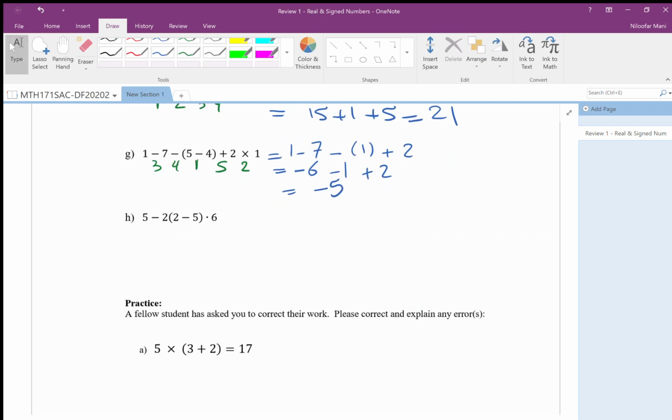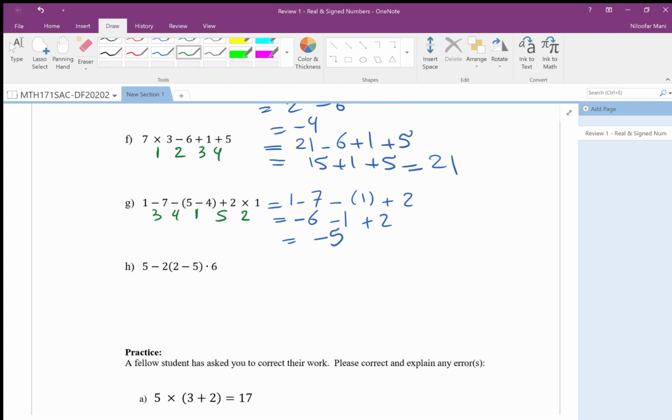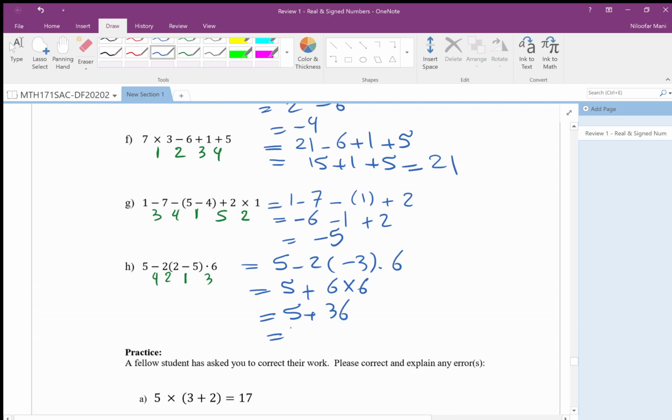Now how about the last one? I have to do this first and this next, and this is also multiplication. 1, 2 and 3, and then I do 4. Now I start. 5 minus 2 times 2 times minus 3 times 6, which is 5 minus 2, which is plus 6 times 6, which is 5 plus 36, which is 41. You can do that.